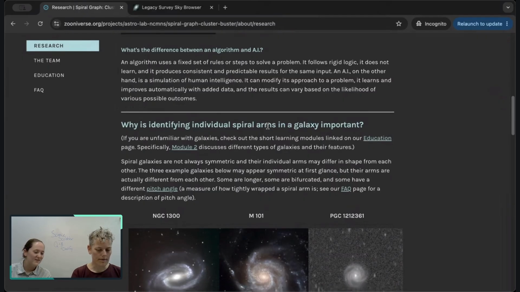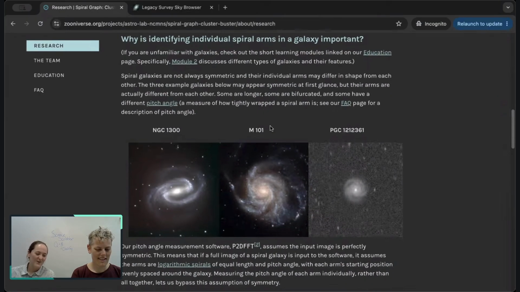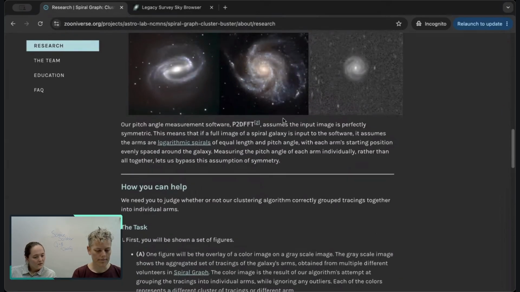Okay. Yeah, this is why it's important, which I admittedly glossed over because I was trying to find their actual algorithm. Okay, so not always symmetric, and their individual arms may differ. Some are longer, some are bifurcated, some have a different pitch angle, a measure of how tightly wrapped a spiral arm is. Okay, true, fine.